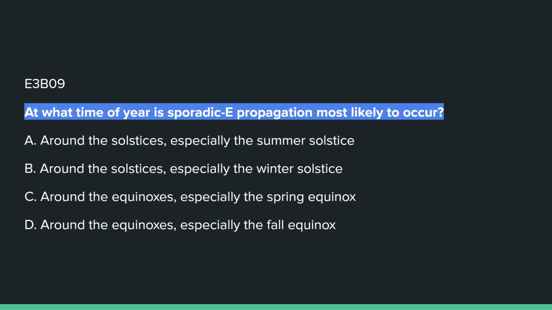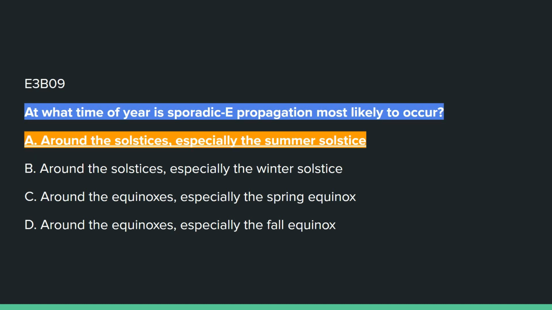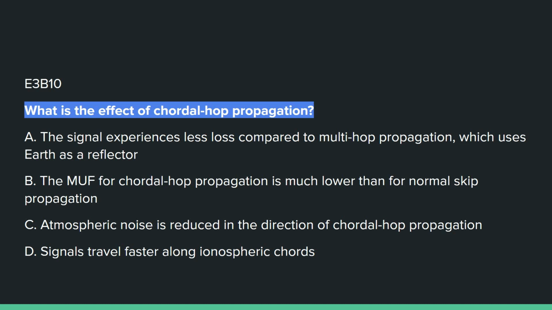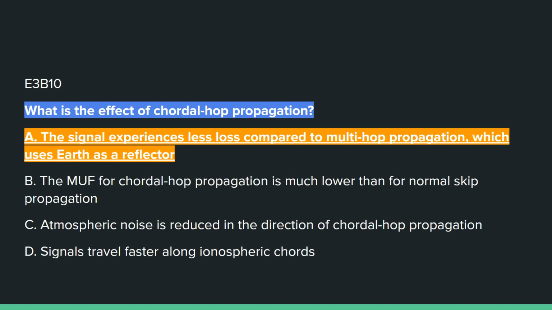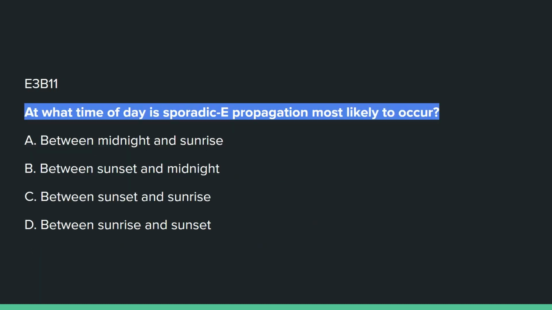E3B09, at what time of year is sporadic E-propagation most likely to occur? A. Around the solstices, especially the summer solstice. E3B10, what is the effect of chordal hop propagation? A. The signal experiences less loss compared to multi-hop propagation, which uses Earth as a reflector.